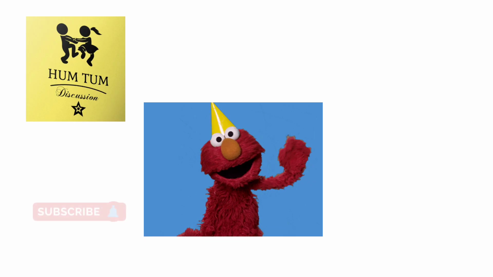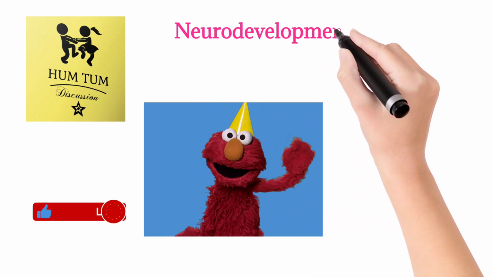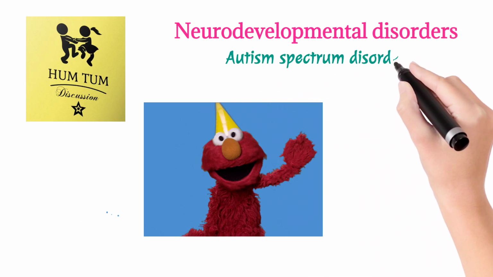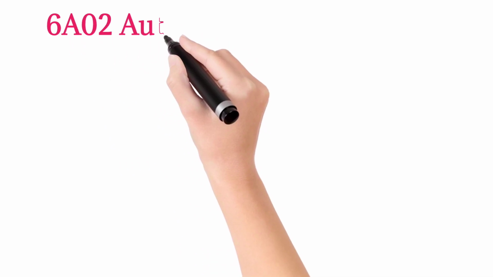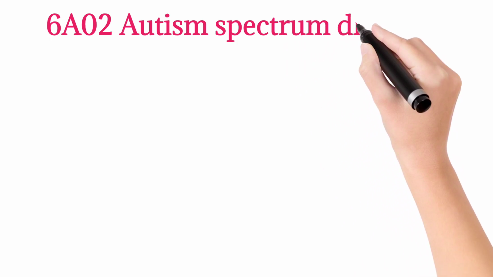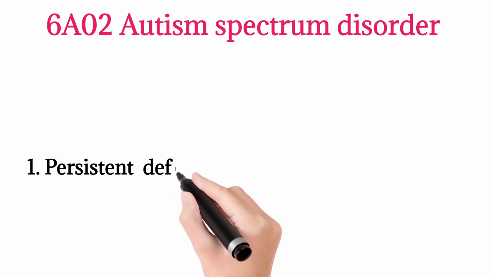Today we will see the next topic that comes under the neurodevelopmental disorders, known as autism spectrum disorder. So our topic of discussion is autism spectrum disorder, coded as 6A02 as per ICD-11. Some of the essential features we will see one by one.